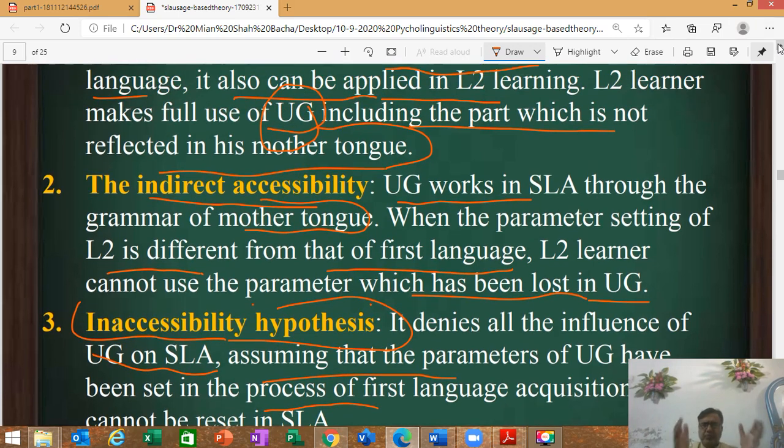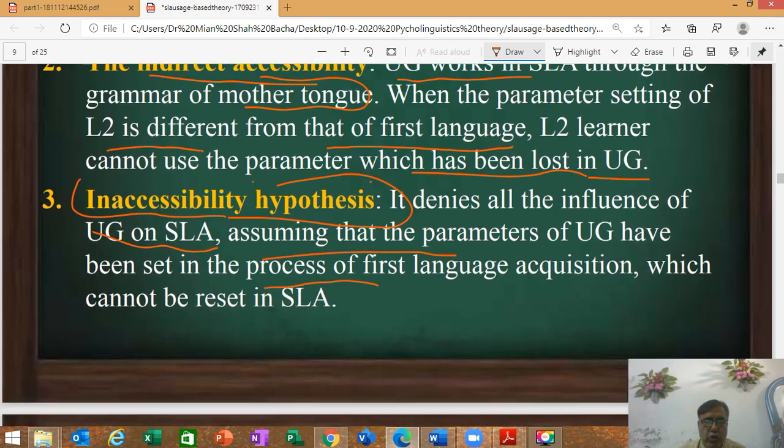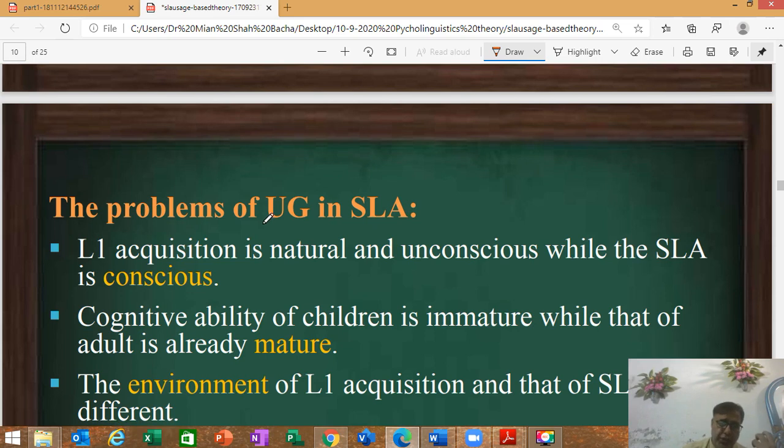So you can see that researchers are still working on it. Some people say that even learners of second language acquisition have direct access to UG. Some people say no, direct access is not possible, and that they have only indirect access to UG. And another hypothesis altogether denies all the influence of UG on second language acquisition. So, my dear, the problem of UG in SLA is very important.